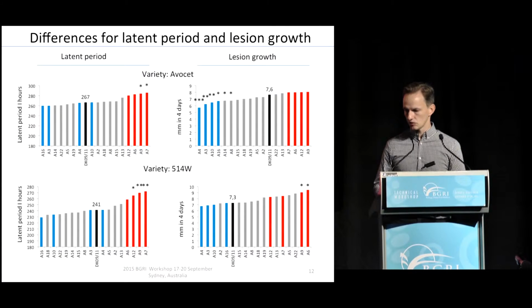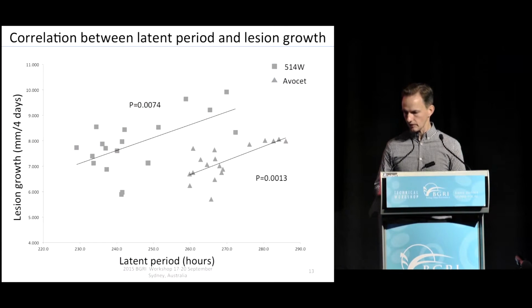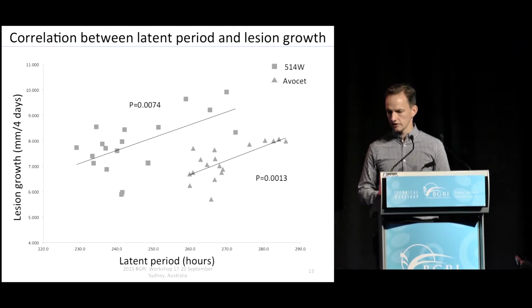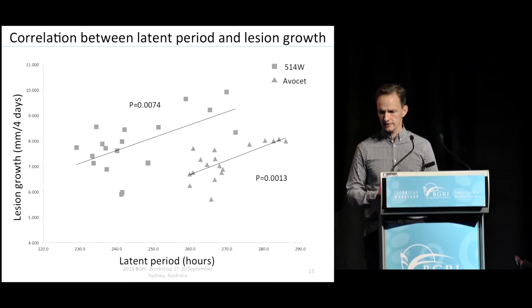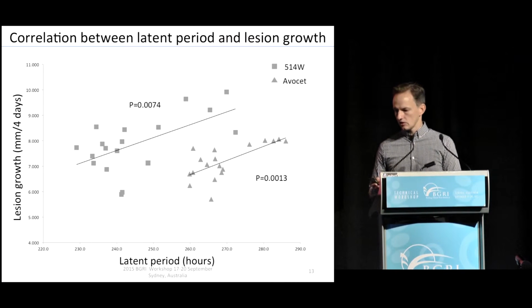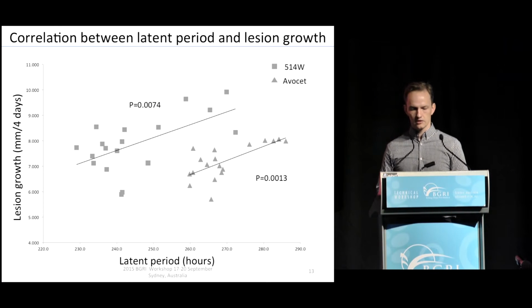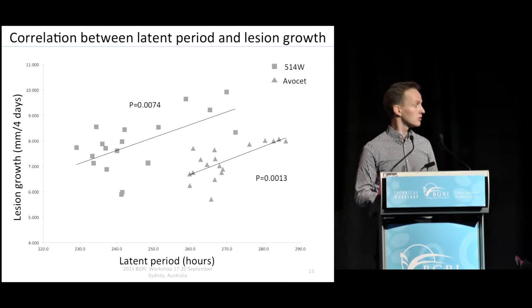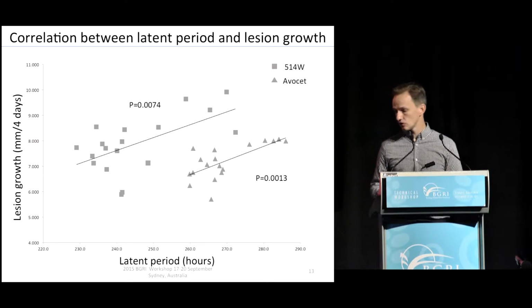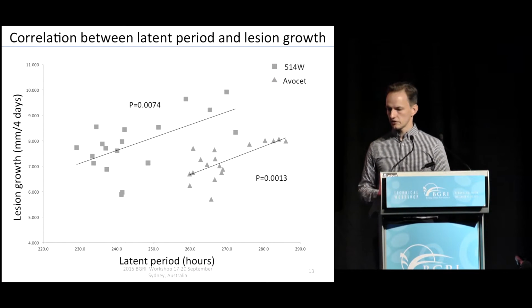So I went on to look at the correlation between the latent period and the lesion growth, again split between varieties. Here you have the latent period on the x-axis and the lesion growth on the y-axis. All the squares represent the LS means for each isolate on the variety 514W, and the triangles the LS means on AVOZS. As you can see, we have a very nice correlation on both varieties, and those correlations are of course significant.